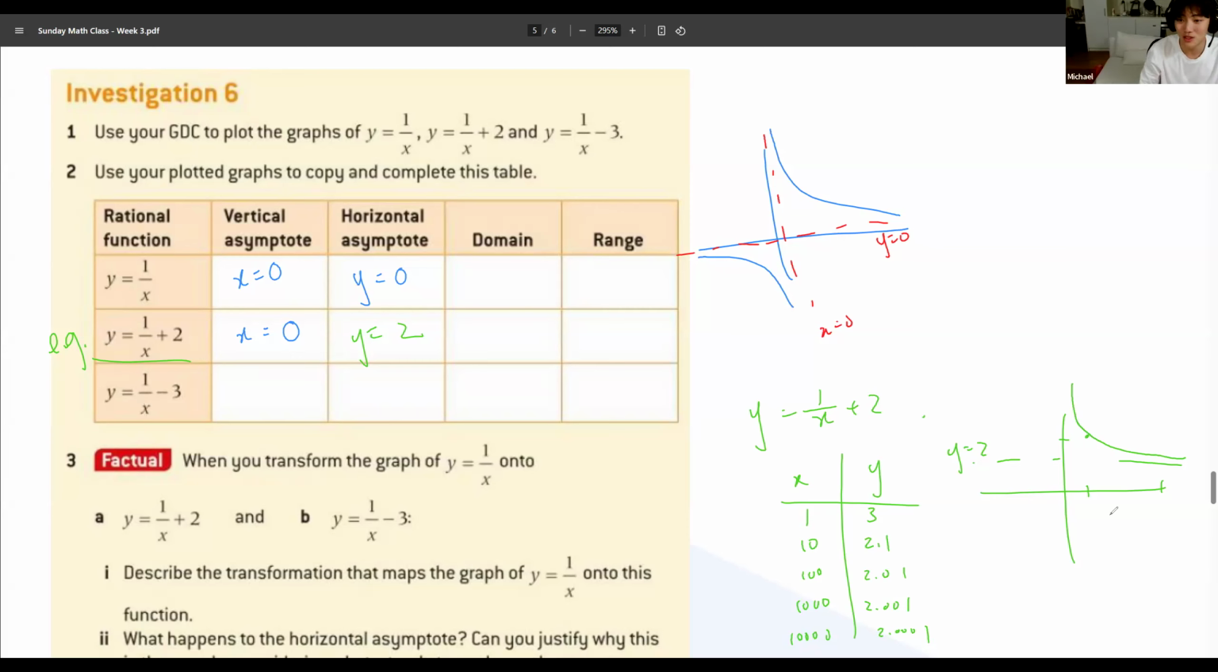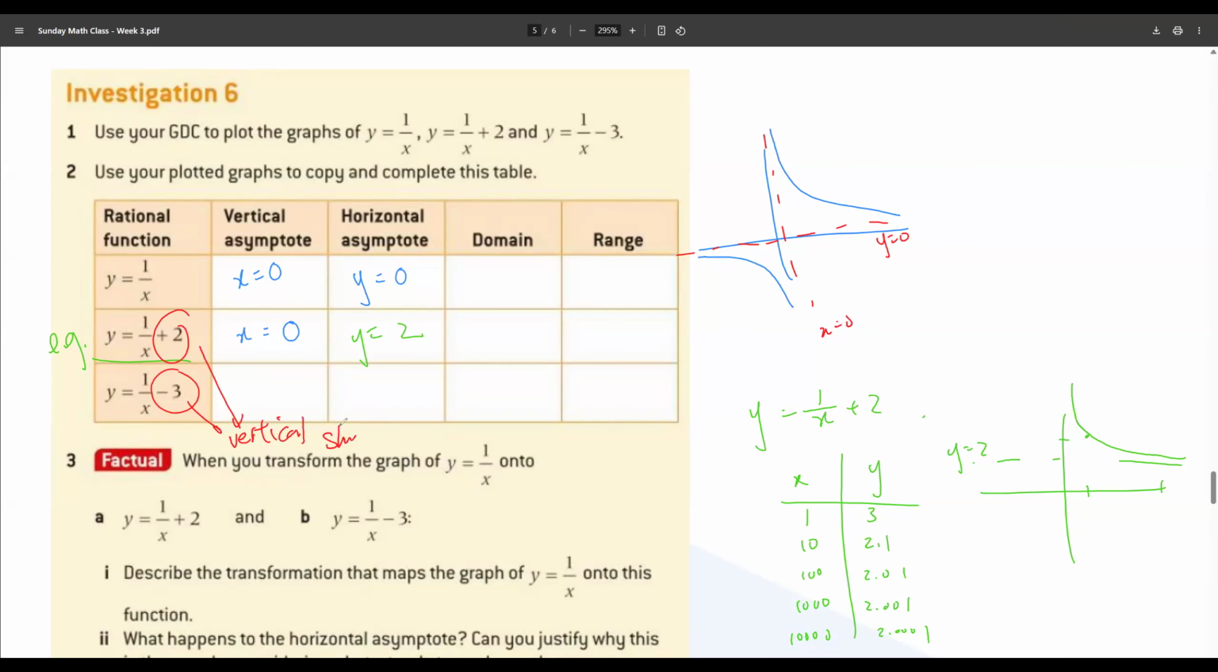Before you guys do question 3, I'll give you a hint. What we are doing right now is simply a vertical shift of the first graph. This and this is simply a vertical shift.